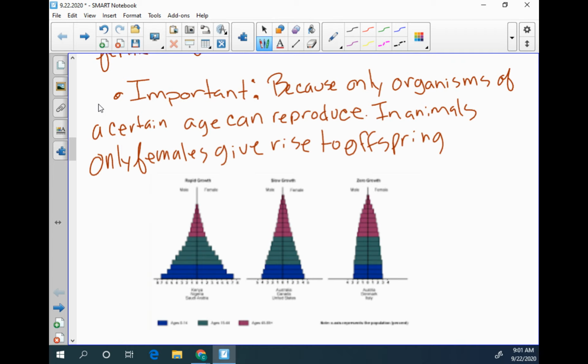Look at our age structure diagram. I think I might have shown one of these before. If not, that was a different class. I'm slowly going insane.